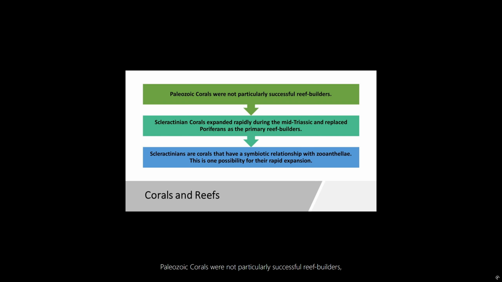Paleozoic corals were not particularly successful reef builders. Most Paleozoic reefs were built by sponges. Scleractinian corals expanded rapidly during the mid-Triassic and replaced poriferans as the primary reef builders. Scleractinians are corals that have a symbiotic relationship with zooxanthellae, an alga. This is one possibility for their rapid expansion.